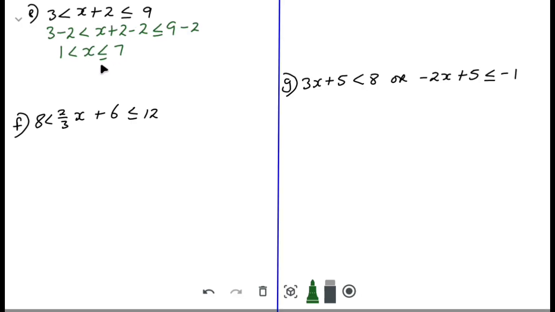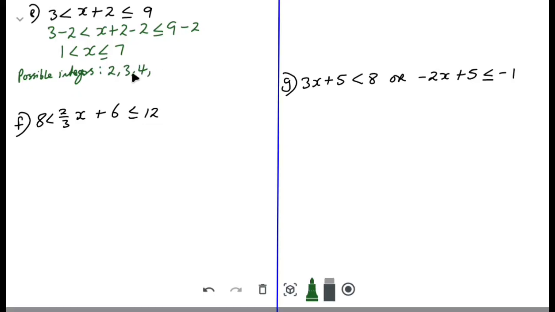So the possible value here, since x is greater than 1, possible integers, x is greater than 1, so our number is going to start from 2, 3, 4, and x is less than or equals to 7. Our number is going to stop at 7, so we have 5, 6, and 7. So these are the possible integers.